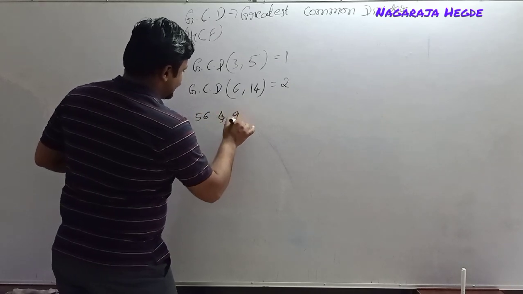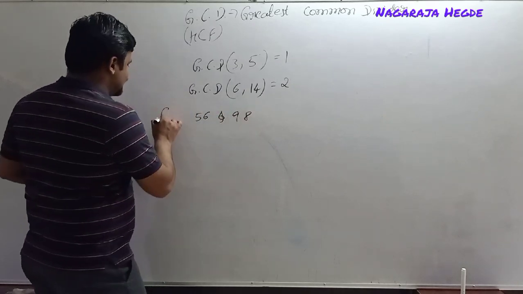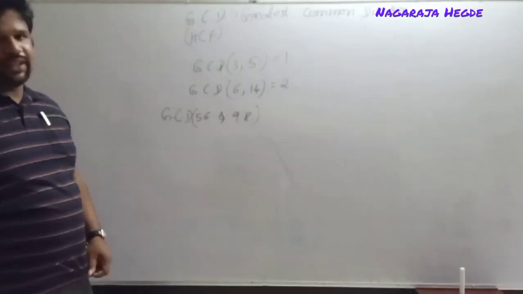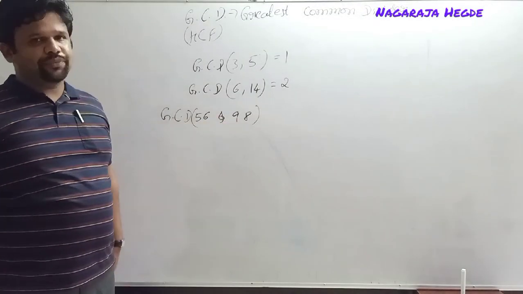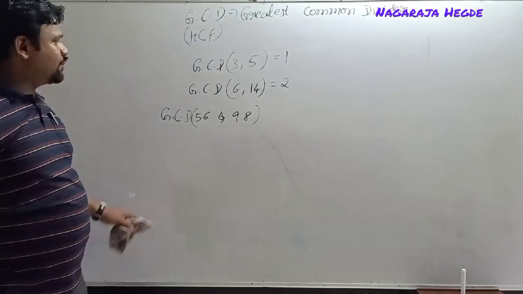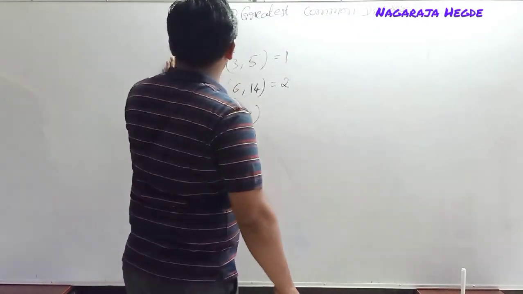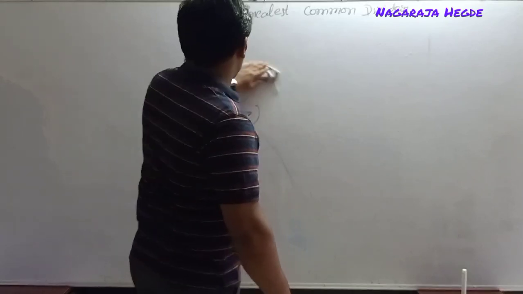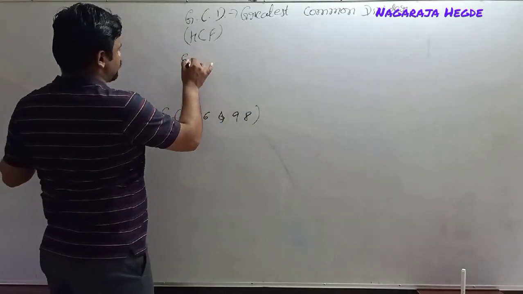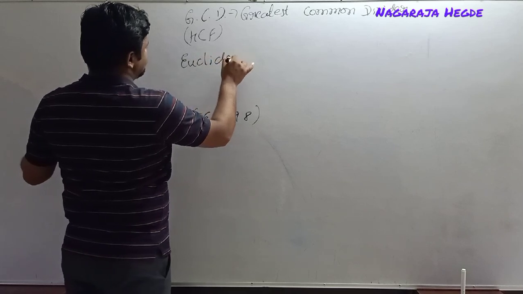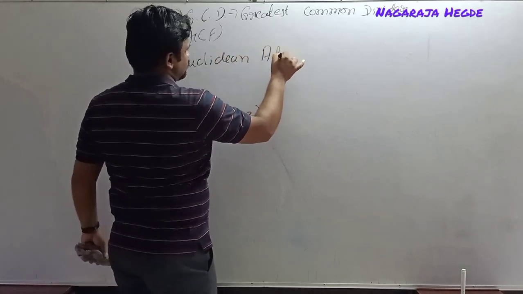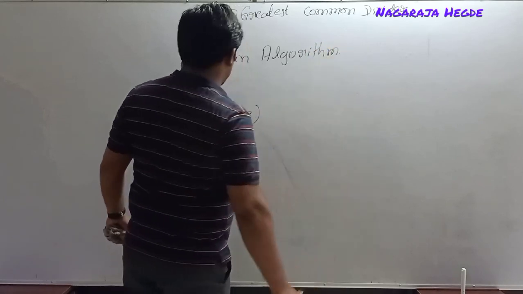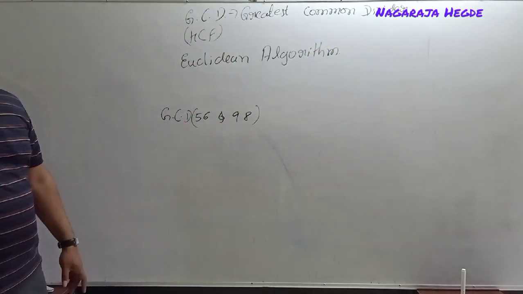56 and 98. How to find the GCD of these two numbers? There is a simple method to find the GCD of any two numbers. That method is called the Euclidean algorithm. This is one of the easiest methods to find the GCD of any two numbers.